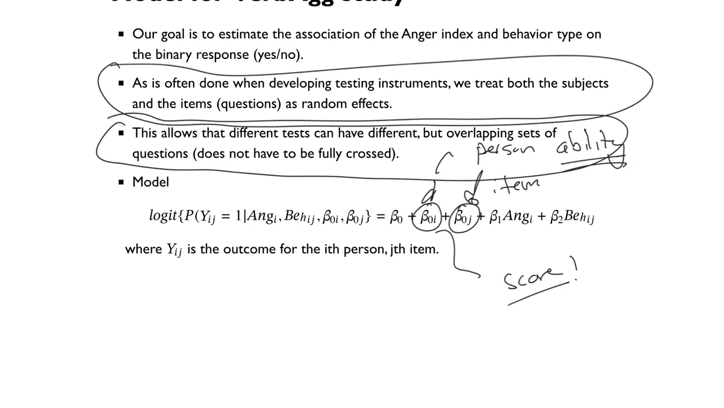And so here's our model. Again, this is a binary outcome, so we're doing a logistic version of crossed random effects. So we have a beta 0 I for the person level, beta 0 J for the item level, and then we have a couple of fixed effects: anger, which is only measured at the person level and doesn't change, so I just put I, and behavior, which is IJ, which can change over the items.